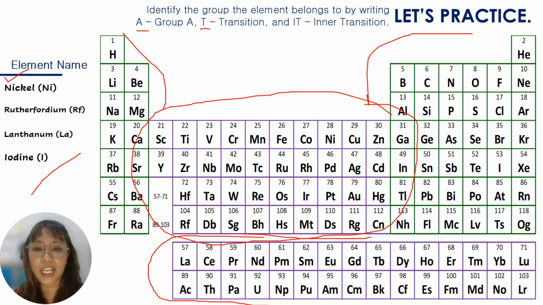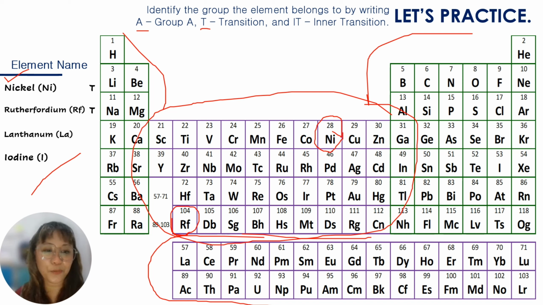Let's look for nickel. 1, 2, 3, 4, 5. Nickel is here. It is in the middle, meaning it's a group B element, specifically a transition element. Rutherfordium. 1, 2, 3, 4, 5. Rutherfordium is over here. So, it is in the middle, a group B element, specifically a transition element also.